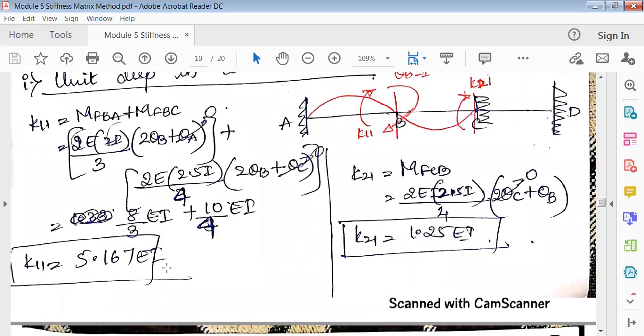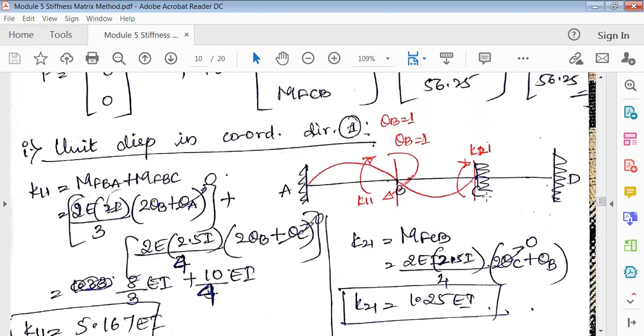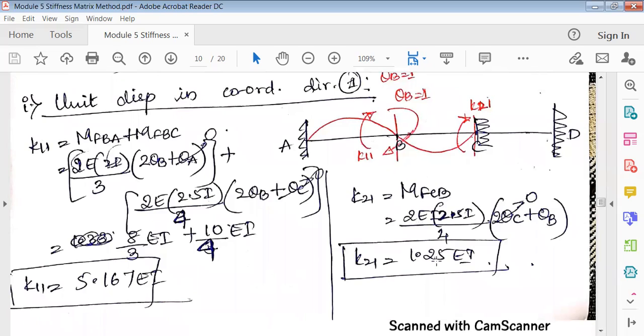If you get fractions, simplify and keep them in decimals, because ultimately we are using decimals and putting them in matrix form. Next, similarly K21. K21 is on the left side, MFCB. So MFCB is equal to 2EI by L times 2 theta C plus theta B. Theta C is 0, so it is 1.25 times EI. Theta B is nothing but 1. So we will get this.